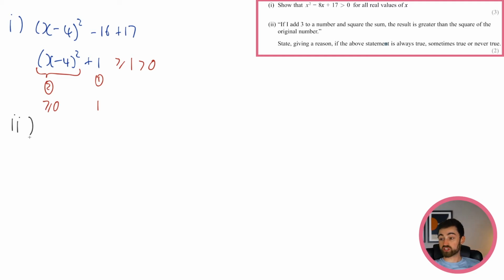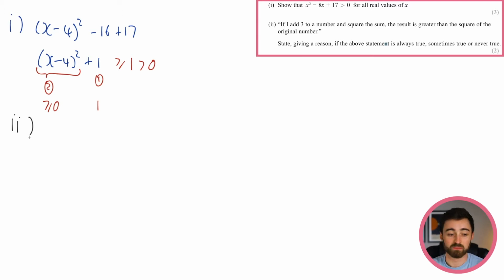Part 2 says, if I add 3 to a number and square the sum, the result is greater than the square of the original number. State whether the above statement is always true, sometimes true, or never true. If you want to prove something, if you think it's true, you're going to have to do it algebraically, because you have to show that it is always true for every single value of x. If you think it's not true, you can just find one example where it fails, put in one number and that works. I think there are probably numbers that this is true for, but there might be some that it isn't true for.